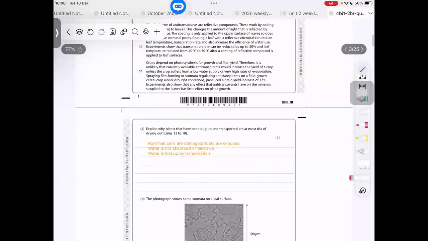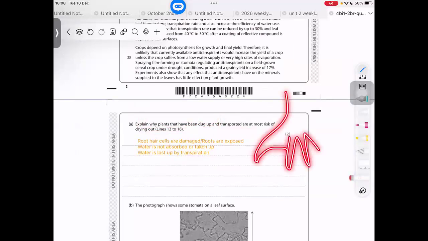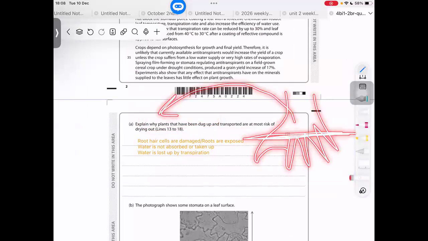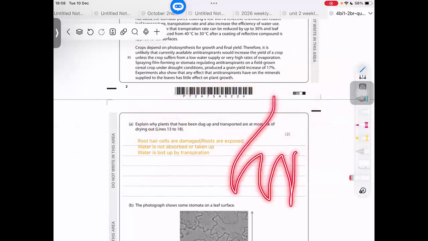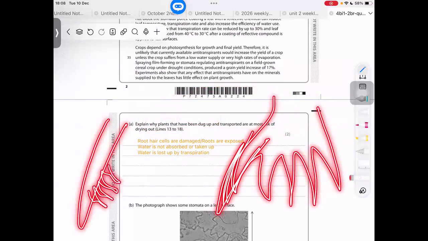So you can see in the first question, they're asking, explain why plants that have been dug up and transported are at most risk of drying out. You know, when plants are uprooted and when they are being transported, it damages the root hair cells, right? Because these are the roots, and in these roots, you can see tiny root hair cells like this. You can't see them, you have to see them using a microscope. You can see tiny root hair cells like this, right?